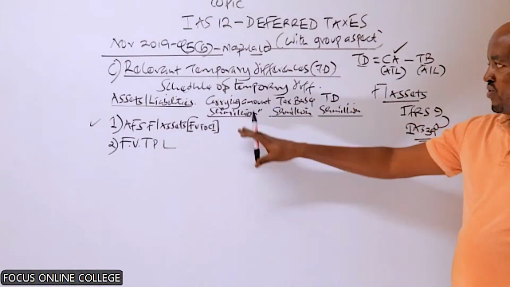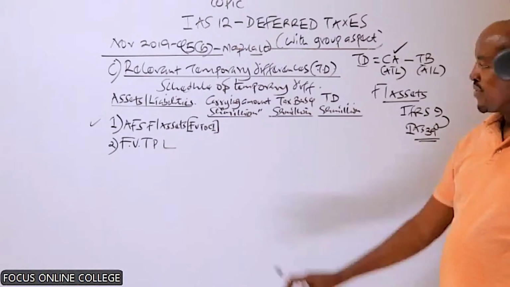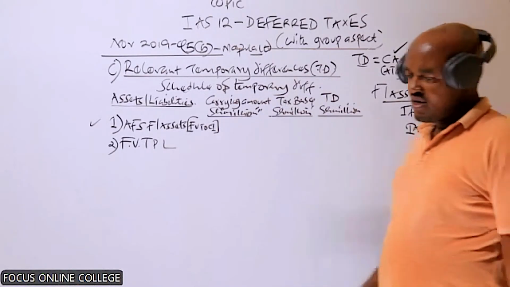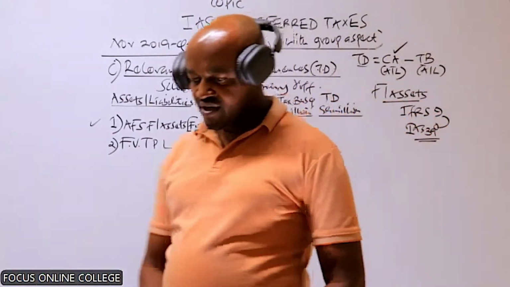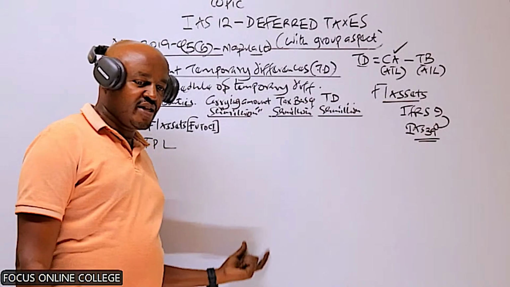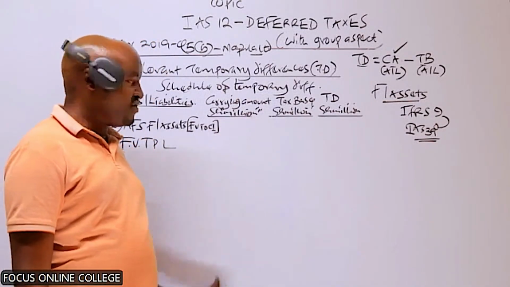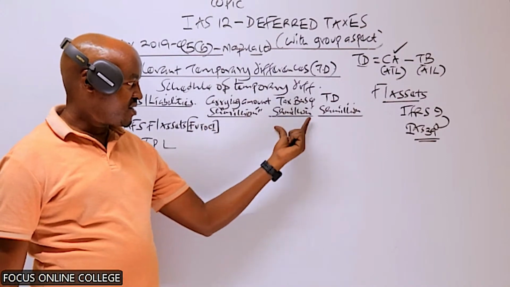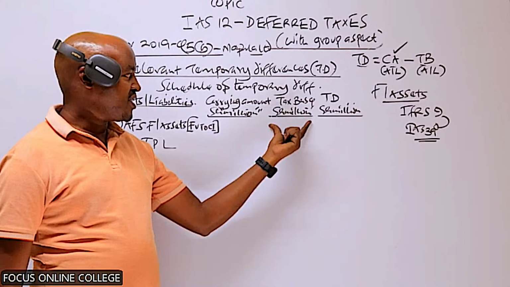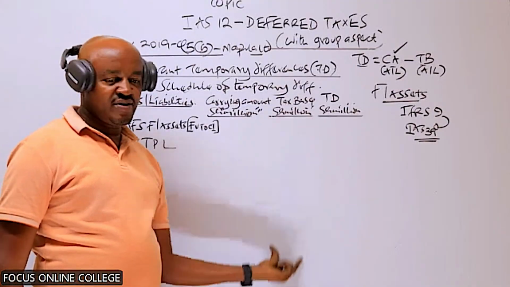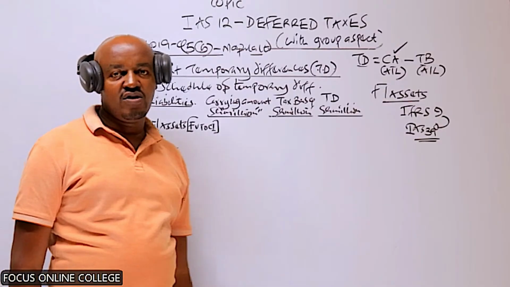Now, what we need to do as far as these two assets are concerned, we need to identify the year carrying amount. We need to know the year tax base. In most of these questions for deferred taxes, the examiner will give you the carrying amount, but the challenge is always how to determine the tax base. But if you recall, the tax base is the value of an asset or liability for a tax purpose.